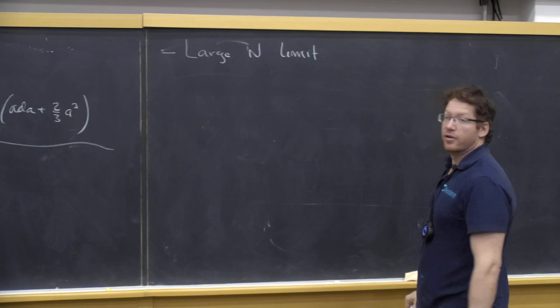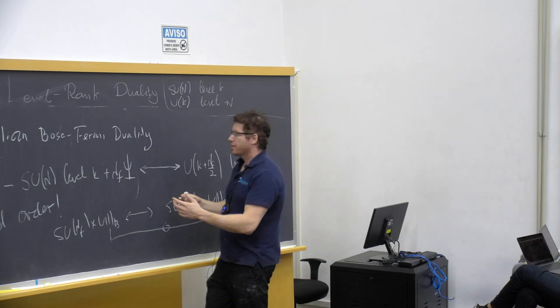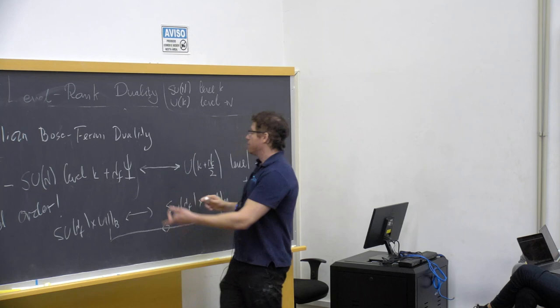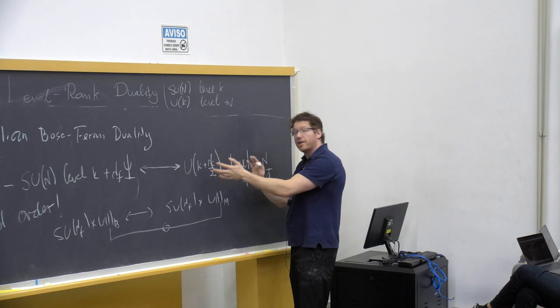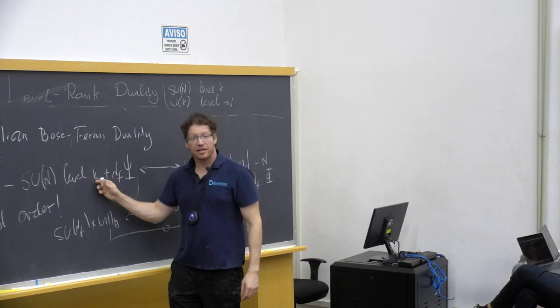So one interesting observation about this duality is that both sides of the duality behave somewhat naturally if you take n and k to be large at the same time. If you take n to be large, but you keep k fixed, then here the rank is large, the level is fixed. But on the other side of the duality, the level would be large, but the rank would be fixed. And so this would be a hard limit to analyze because the two sides of the duality look very, very different physically. But if you take both n and k to be large at the same time, on both sides of the duality, both the rank and the level scale together to infinity.